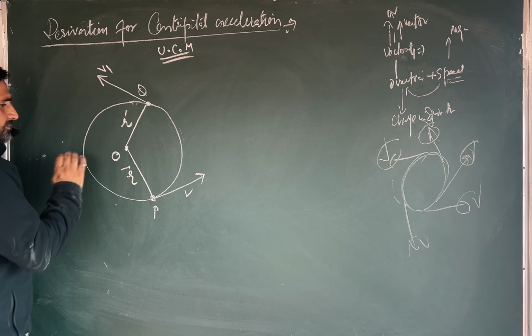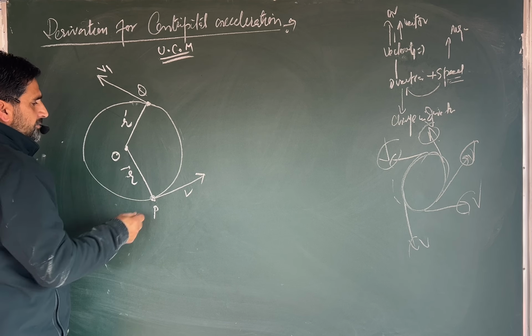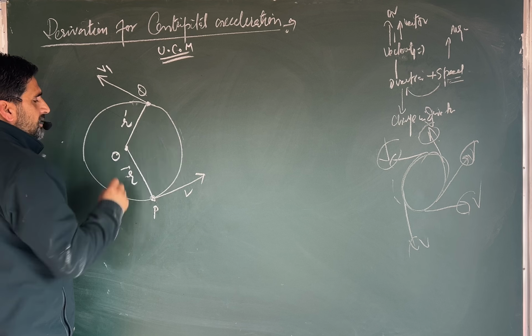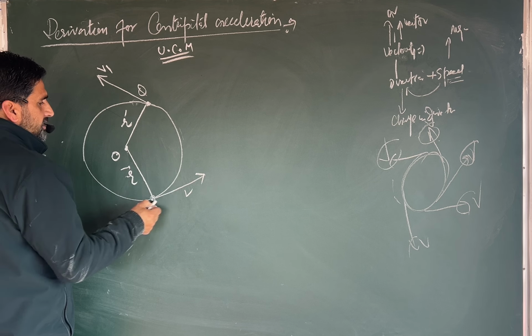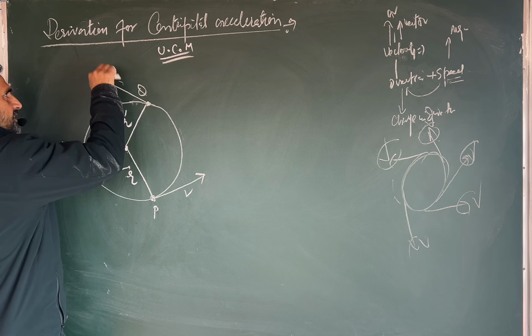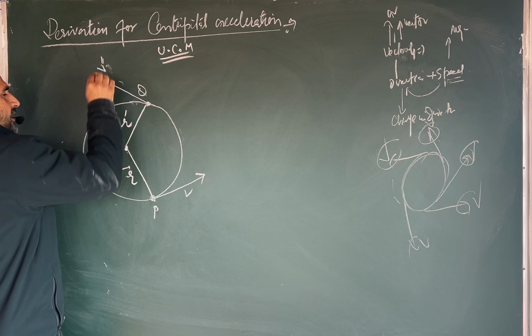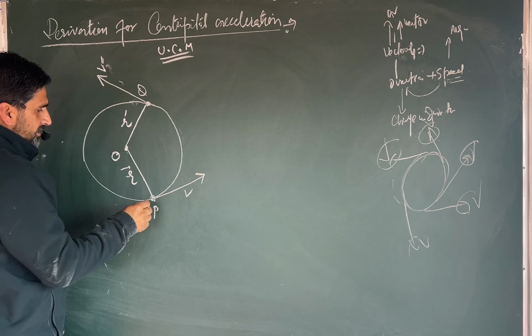Let's consider an object moving in a circular path, or with uniform circular motion. Let at point P the position vector be R with a velocity v, and after some time it reaches a point Q with a velocity v dash and having a position vector R dash. Let me now calculate the displacement vector.